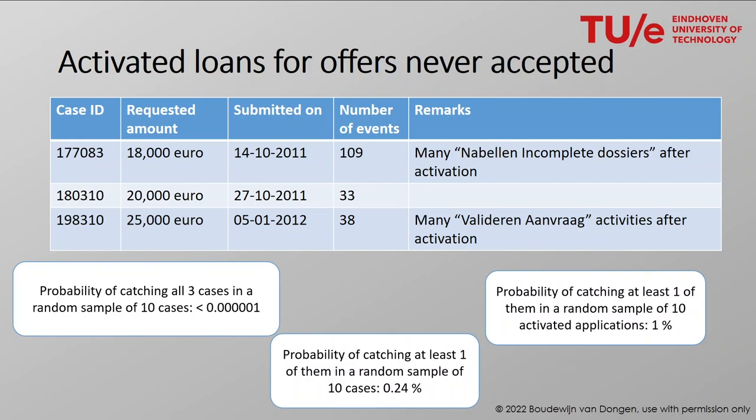Even finding one of them is 1% if you focus on the activated applications only, so you leave out the rejected ones.